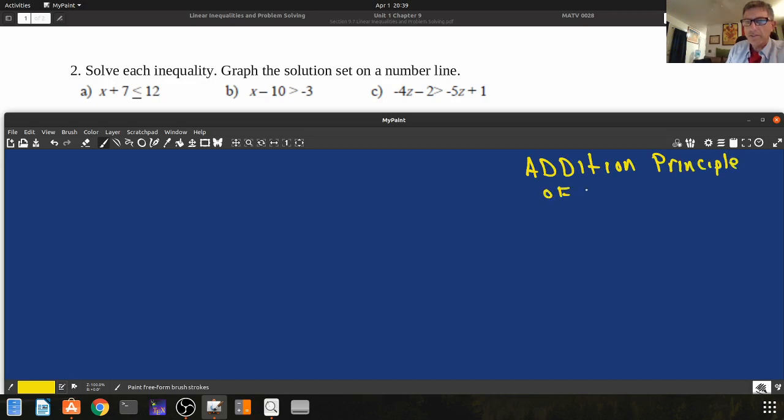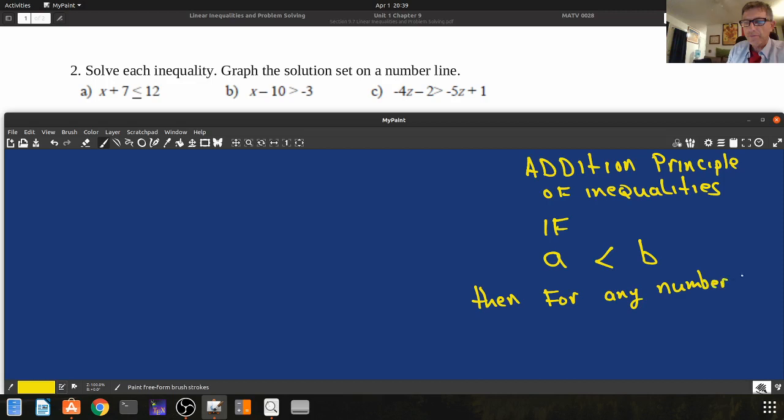Of inequalities. If A is less than B, then for any number C, we have A plus C is less than B plus C, or, if you want to use the word or, A minus C is less than B minus C.